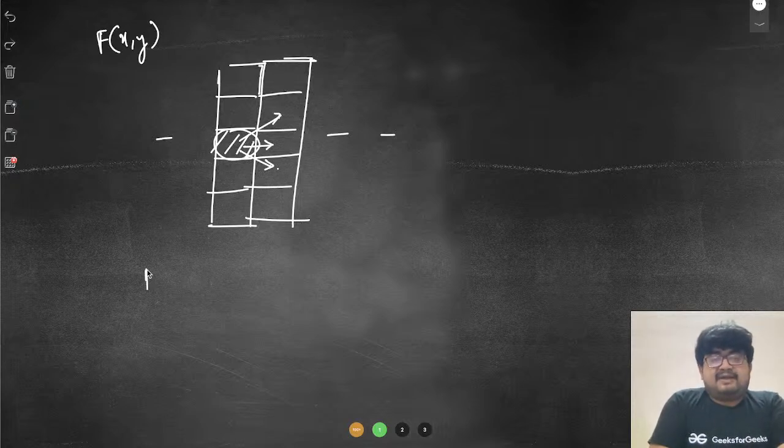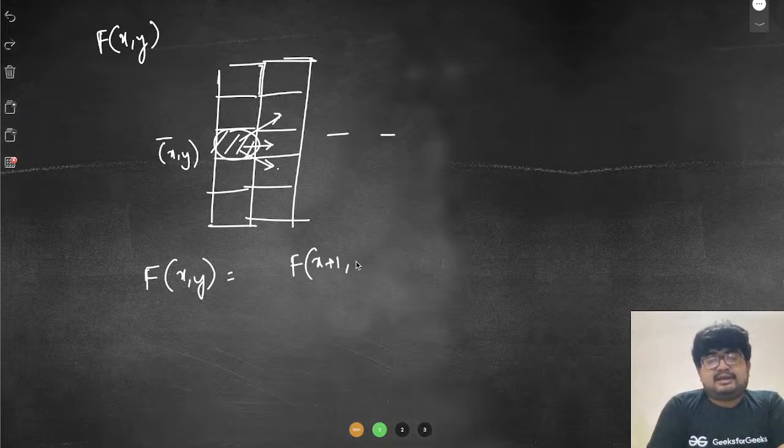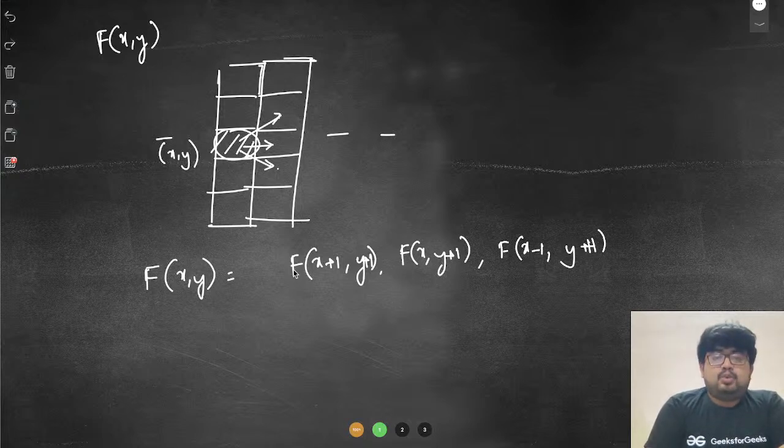So if we are at cell x comma y, that is f(x, y). What will be f(x, y)? Either we can go to f(x+1, y), or we can go to f(x+1, y+1), or f(x, y+1), or we can go to f(x-1, y+1), right? We can go into these three cells. What do we want? We want the maximum amount of gold that we can collect if we start at x comma y. So what is f(x+1, y+1)?